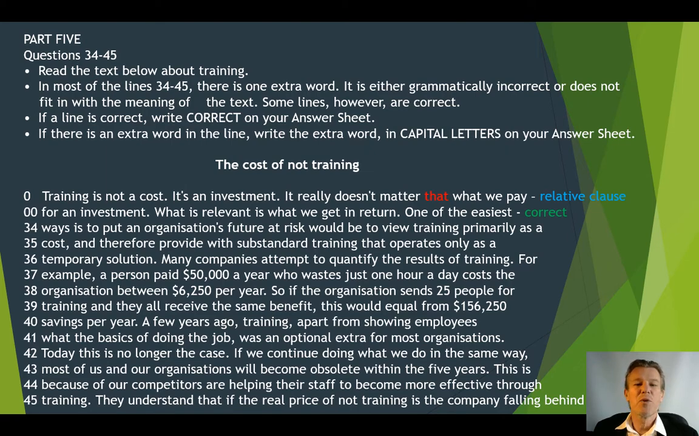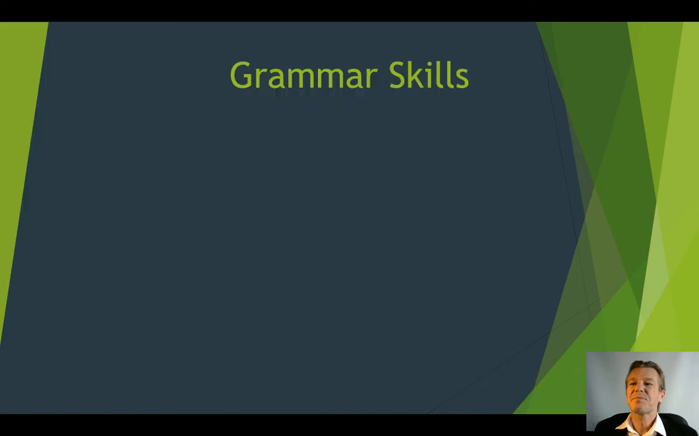So 0 and 00 is always given as an example. 0 is wrong. That is an extra word. It doesn't fit in grammatically, and the grammar behind this is a relative clause. We'll be looking at relative clauses later and how to spot them in reading part 5. 00 is correct. There are no mistakes here grammatically, so the sentence is correct.